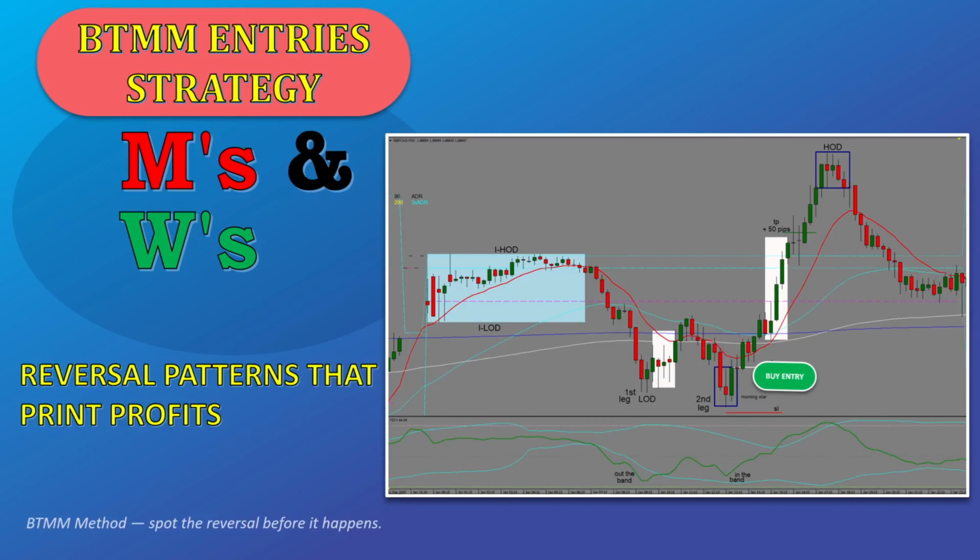Everyone, so today I'll be teaching about the entries. Most of the entries that we have as BTMM are M's and W's. These are reversal patterns that happen every day, and when you are able to catch this kind of reversal pattern, it guarantees you good profit and good entries with a very small stop loss. Okay, so let's get started.